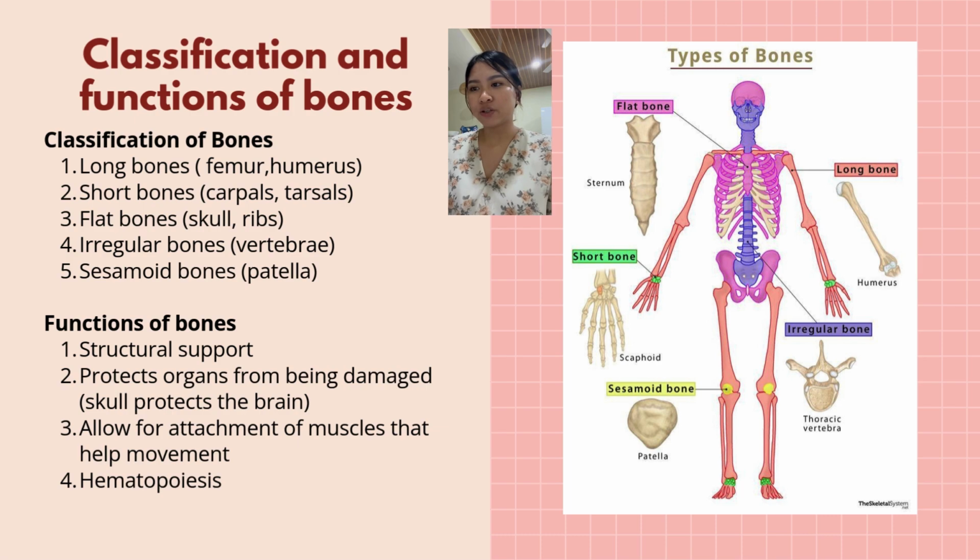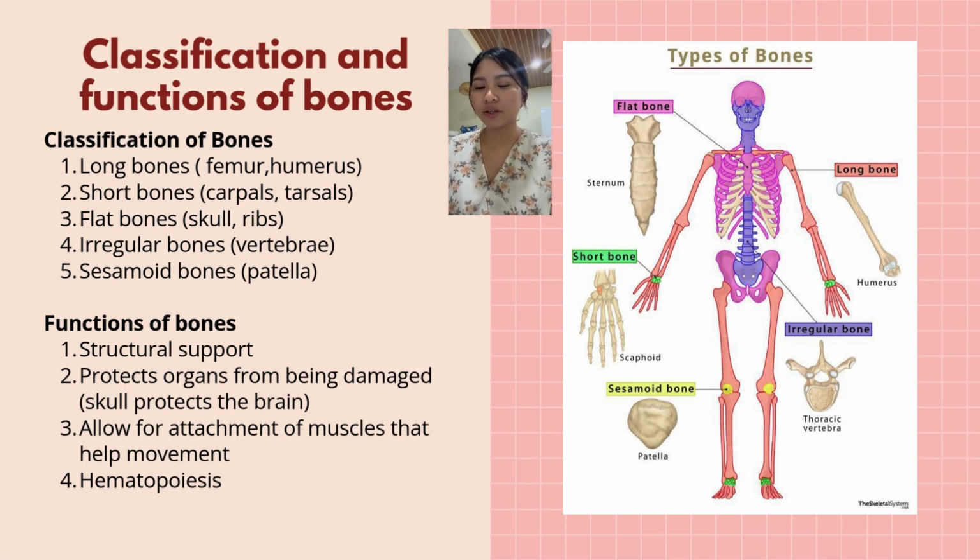Flat bones, including the skull and ribs, protect internal organs. Irregular bones, such as vertebrae, have complex shapes and specialized functions. Sesamoid bones, like the patella, develop between tendons and help to reduce friction.